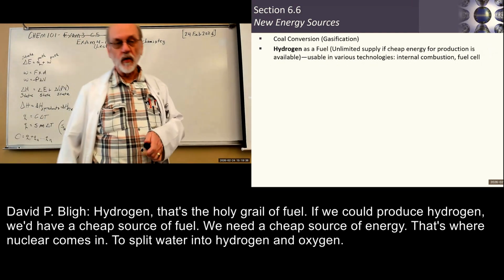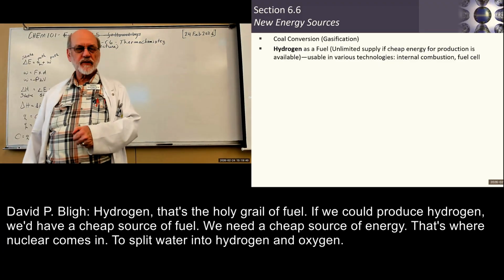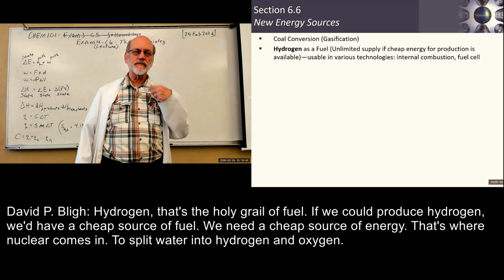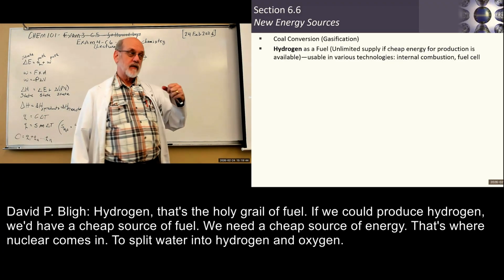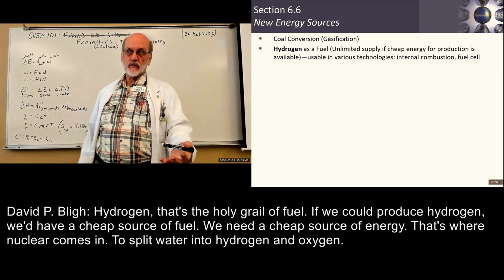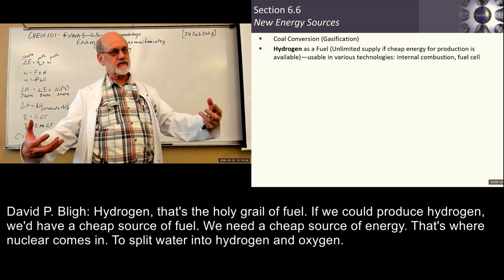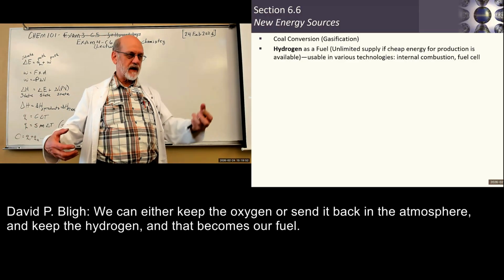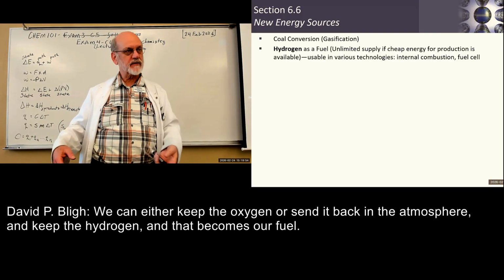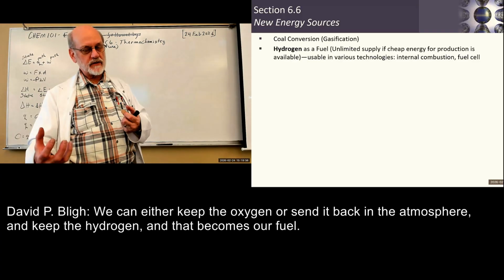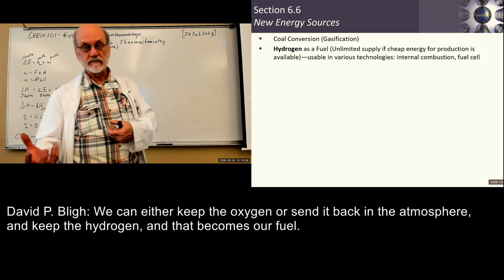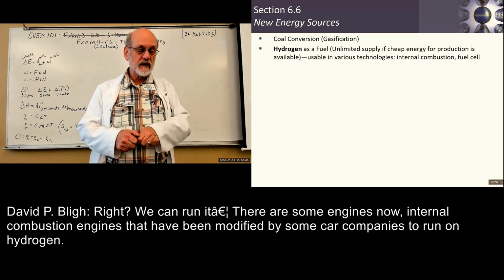Hydrogen, that's the holy grail of fuel. If we could produce hydrogen, we'd have a cheap source of fuel. We need a cheap source of energy. That's where nuclear comes in, to split water into hydrogen and oxygen. We can either keep the oxygen or send it back in the atmosphere and keep the hydrogen, and that becomes our fuel, right?